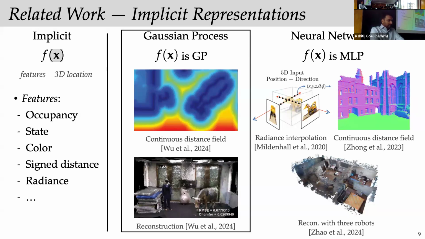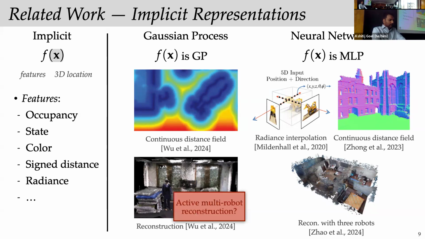For Gaussian processes, the state-of-the-art methods provide collision avoidance capability via continuous distance fields. The reconstruction accuracy is generally higher compared to explicit methods. However, it is unclear how to use GPs for the active multi-robot reconstruction problem considered in this thesis.